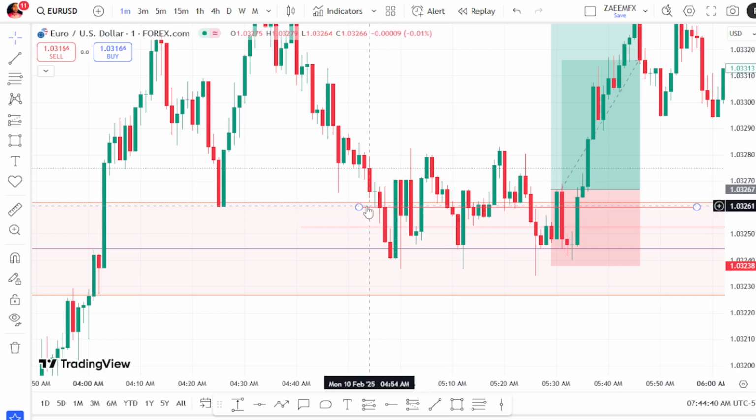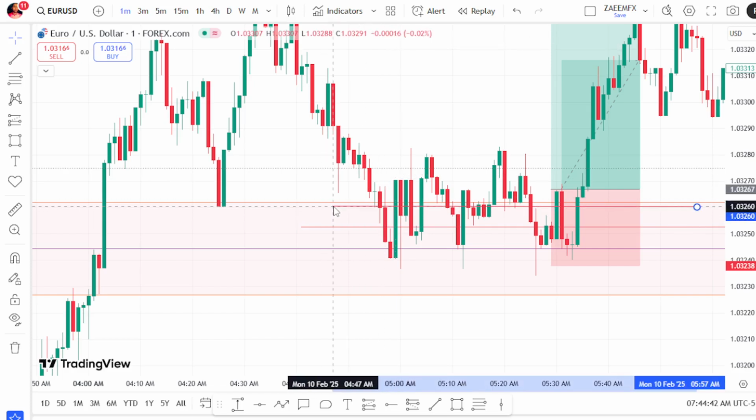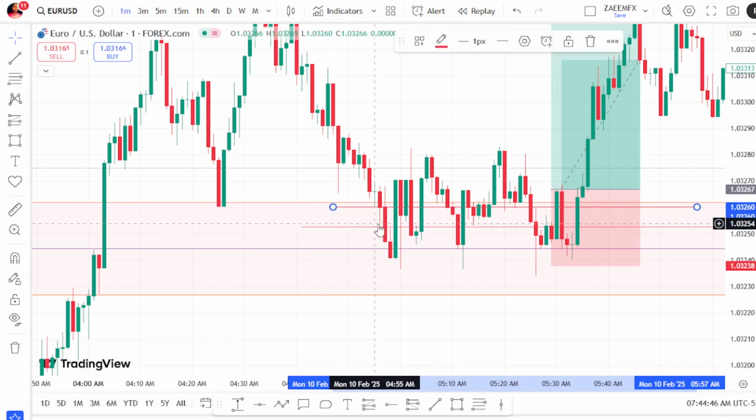You see this line? This is where I don't want to see a body closure below. So this is the next, the highest point it can go, and I don't want to see a body closure below it.